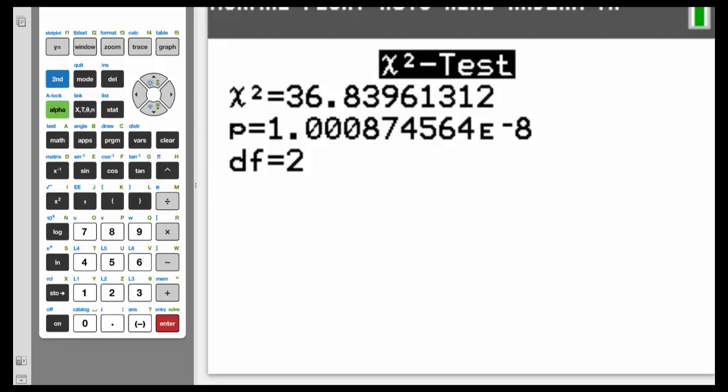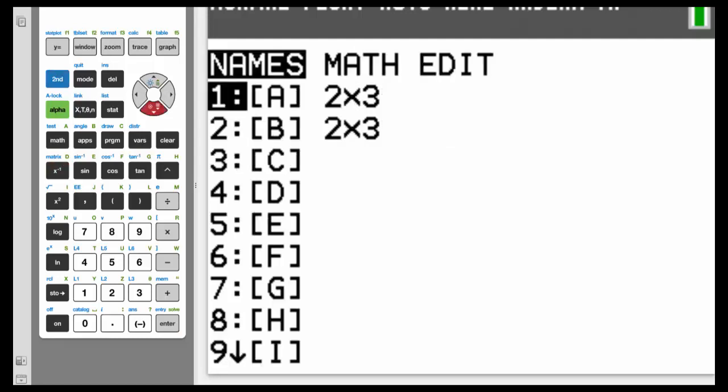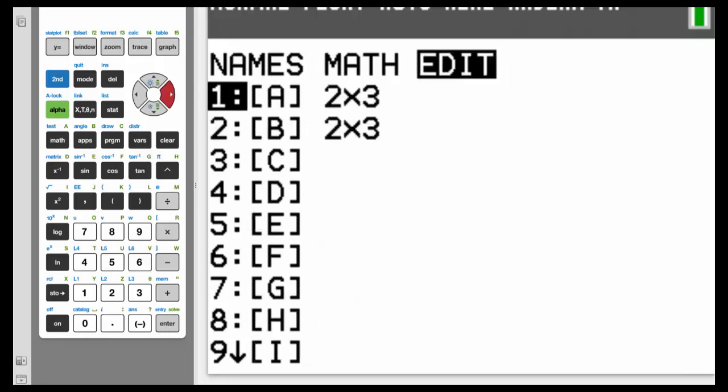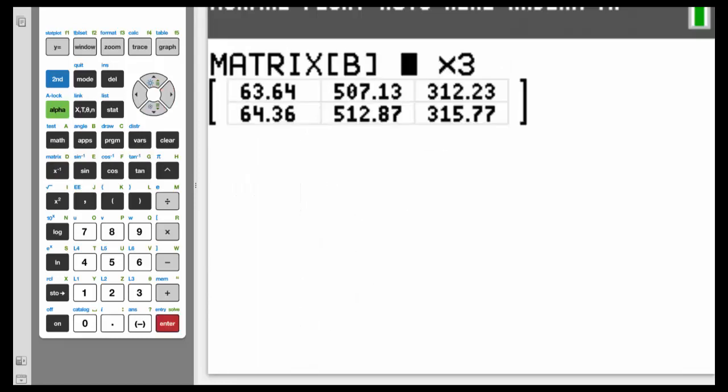Now, just as an FYI, you're probably wondering, well, we didn't even put the expected frequencies into the calculator. Well, when you perform the test, matrix B is going to automatically be the expected frequency matrix. Well, let's check that. Hit second, and again, x to the negative first, which is matrix. Go down to matrix B and hit edit. And those particular values are all correct, rounded to 2 decimal places.